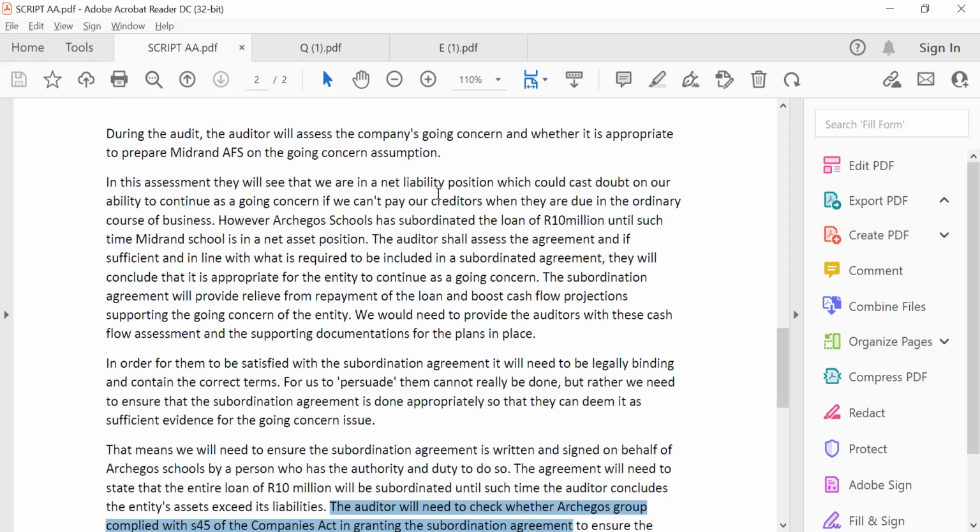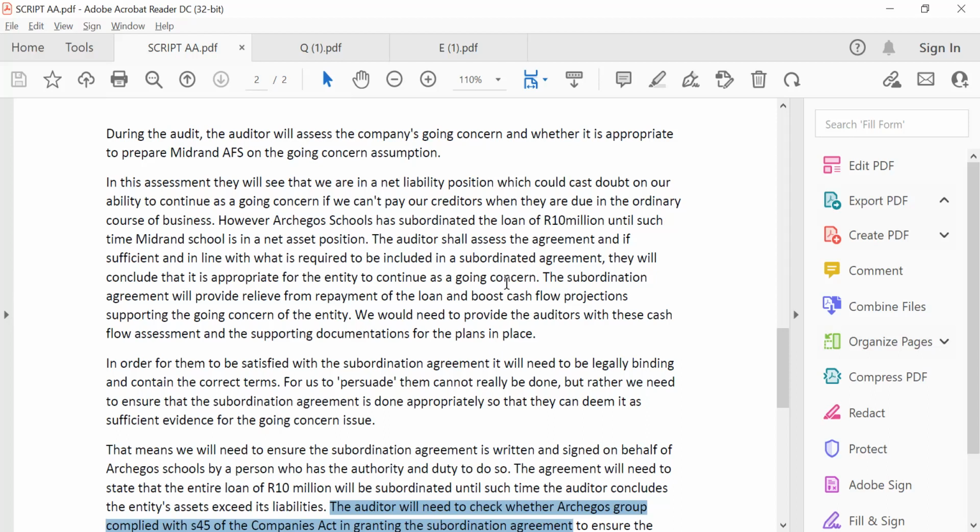However, because the Archegos group has subordinated the loan of 10 million until such a time that the Midrand school is in a net liability position, the auditors will assess the agreement, and if sufficient and in line with what is required to be included in the subordination agreement, they will conclude that it is appropriate for the Midrand school to continue as a going concern.